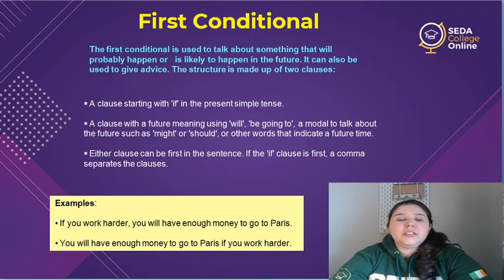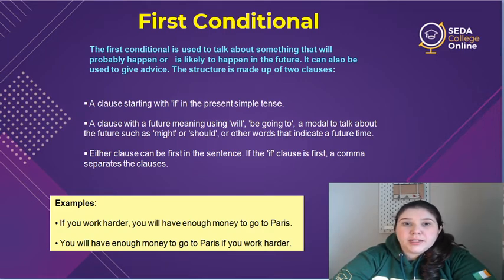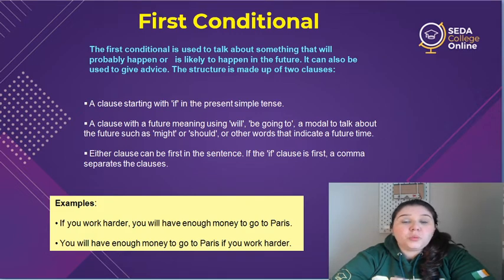So the first conditional is used to talk about something that will probably happen or is likely to happen in the future. It can also be used to give advice. So the structure is made up of two clauses. A clause starting with if in the present simple tense. A clause with the future using will.